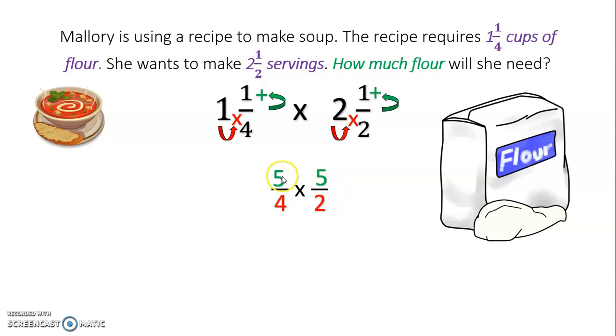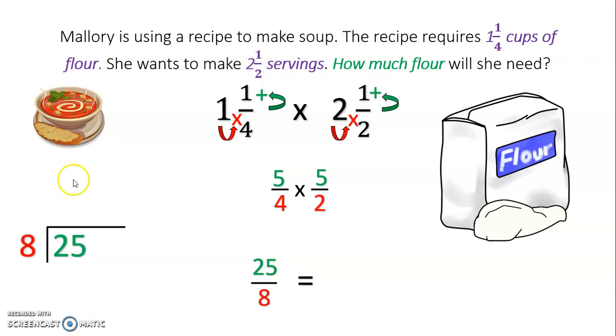So now we are multiplying 5/4 times 5/2. Now we can use the same steps for multiplying fractions. We'll multiply our numerators. 5 times 5 is 25. And denominators, 4 times 2 is 8. So we are left with 25/8. Remember, that is an improper fraction, so we now need to convert that back to a mixed number to have a recognizable or understandable answer.